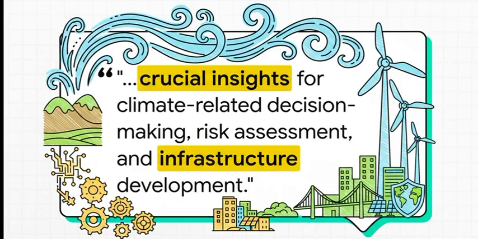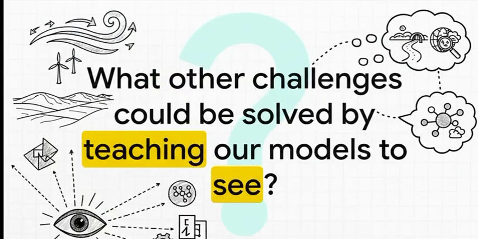And you don't have to take my word for it. The researchers who did this work said it best themselves. They said this provides, quote, crucial insights for climate-related decision-making. At the end of the day, it's not just about crunching numbers. It's about using that better data to make smarter choices for our future. And that really leaves us with a pretty cool idea to think about, doesn't it? This whole thing shows that if we can just teach our computer models to see the physical world in more detail, we can make them so much smarter. So if this works for wind, what else could it work for? What other huge, complex problems are out there just waiting for us to give our models a better look at the world?